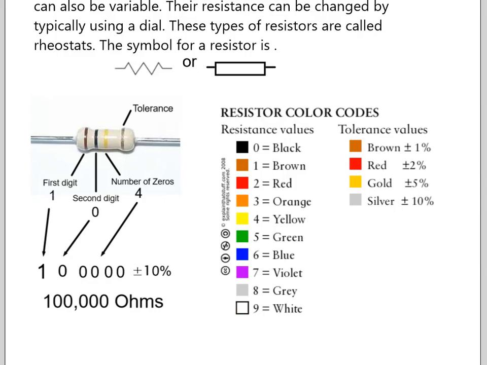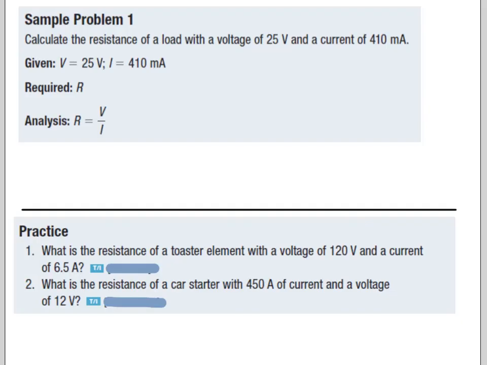That would be a useful skill. All right, so let's do a quick calculation. Calculate the resistance of a load with a voltage of 25 volts and a current of 410 milliamps. So right away, that bothers me, okay? Because when I use my expression, I need to know that V is in volts and I is in amps. That's really, really important.